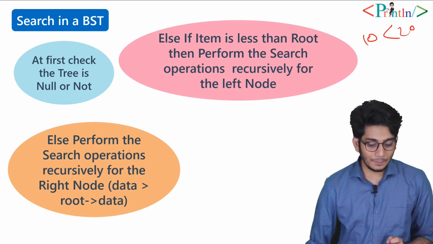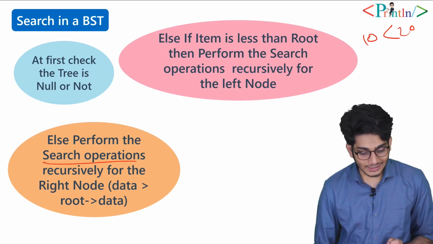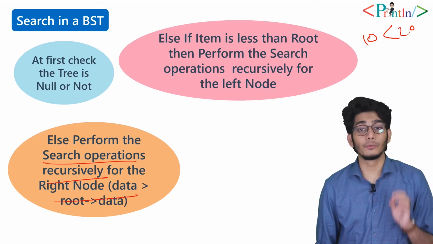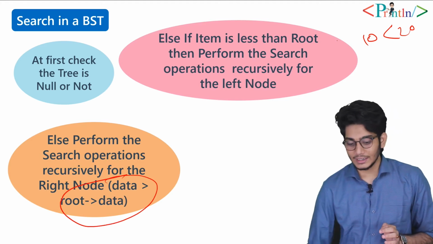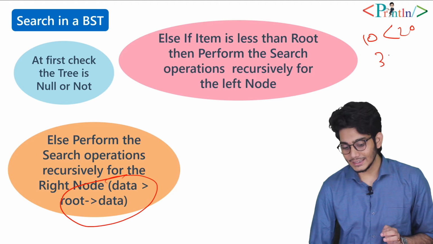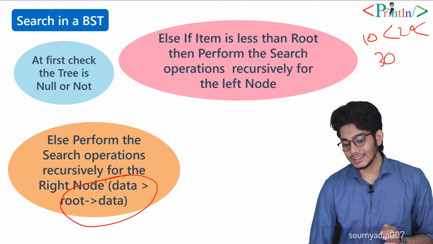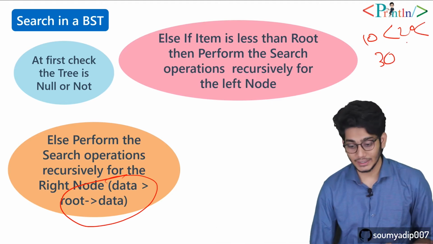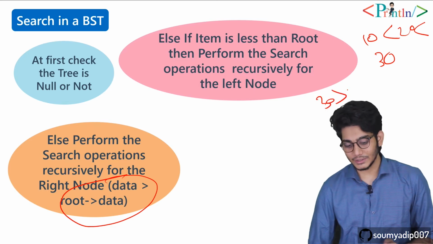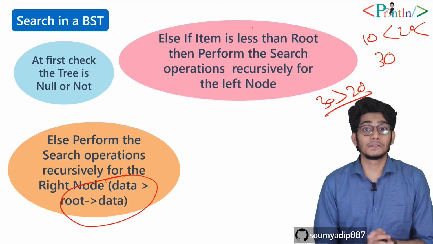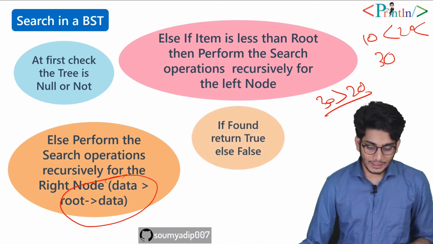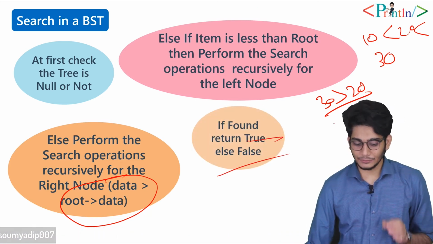Else, we'll perform the search operation recursively for the right node when the data is greater than the root data. Let's say that we'll find 30. It means 30 is greater than 20. So we'll find the 30 in the right subtree of that node. If found, we'll simply return true, else we'll return false.